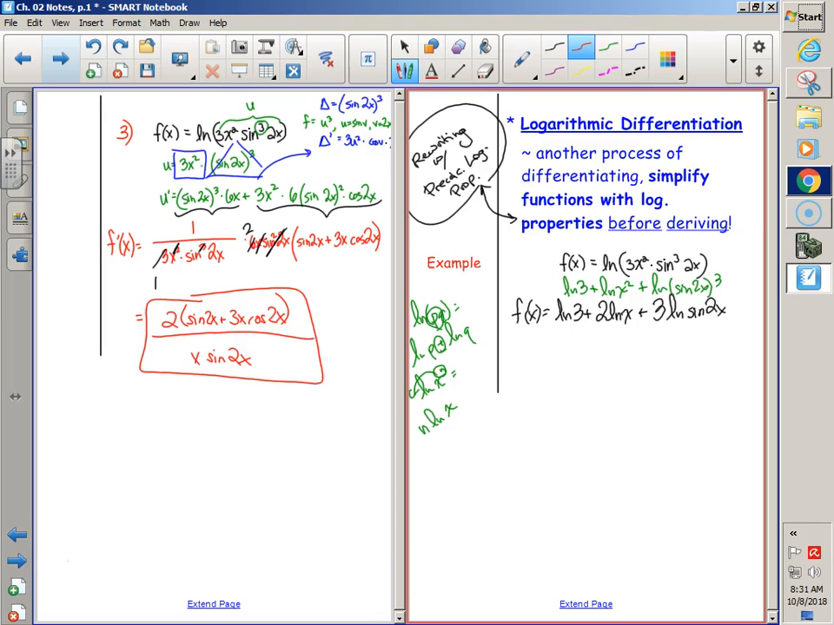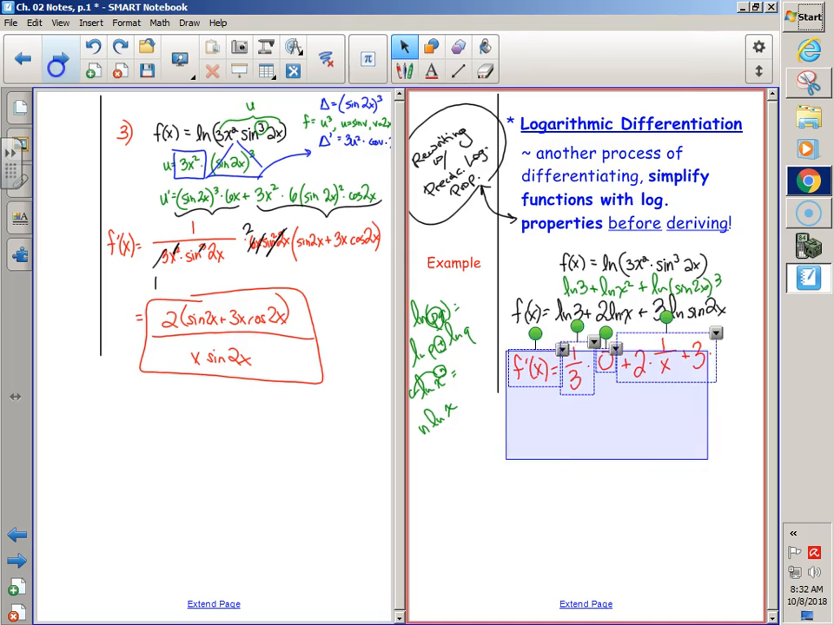How do I derive this? Hey guys, what's the derivative of any constant? 0. But if you don't believe me, what's the derivative of ln of u? 1 over u times, what's u prime? What's 3 prime? So however you do it, that's going to go to 0. It's just a constant. It's a number. Plus, what's the derivative of ln of x? 1 over x. Plus, what's the derivative of ln of sine 2x?